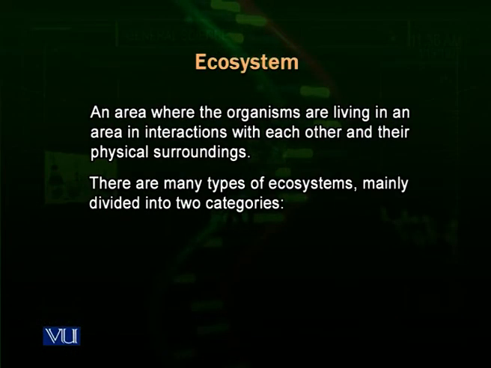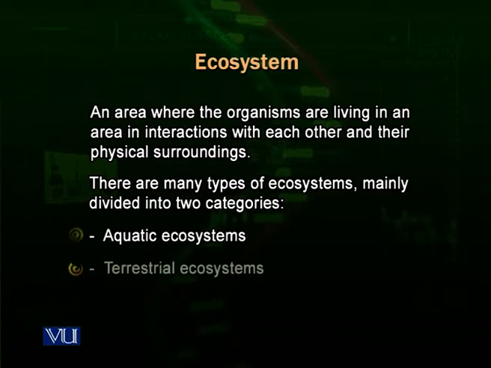So, an ecosystem is a specific part of the world where a biotic community, that is the biotic factors, are living in interaction with each other and with their physical and chemical environment, that is the abiotic factors. Now, there are many types of ecosystems, mainly divided into two major categories, aquatic and terrestrial.